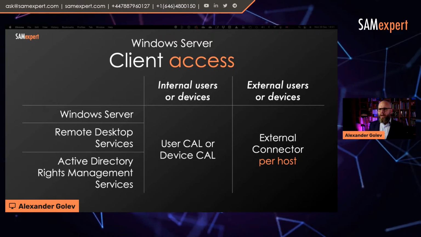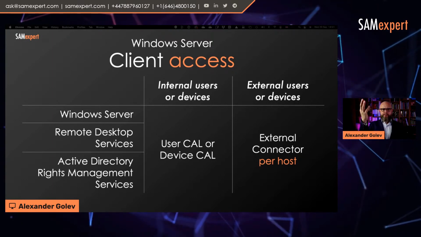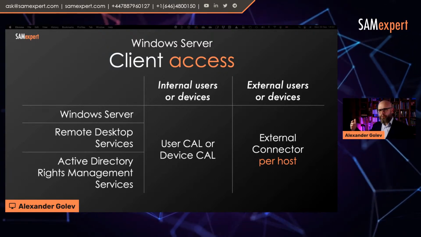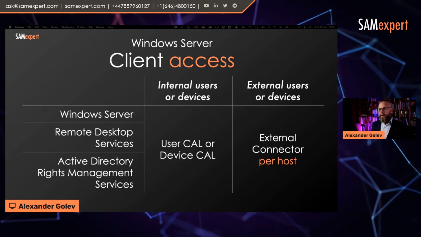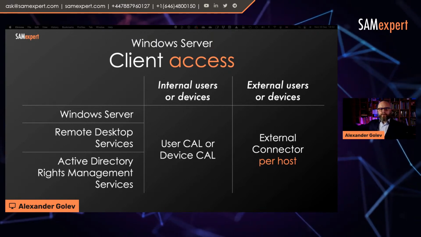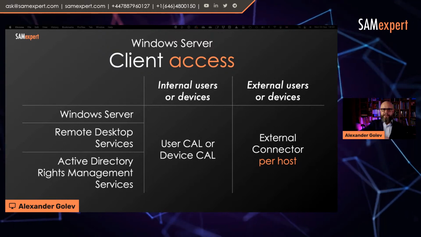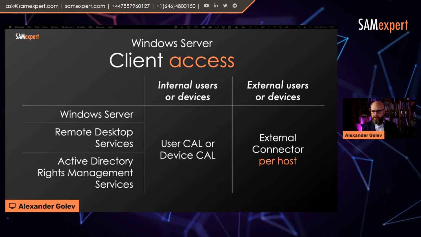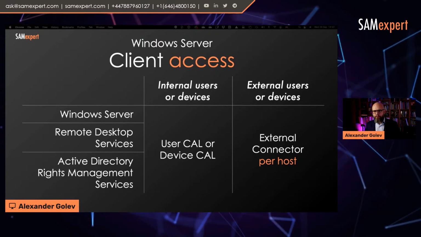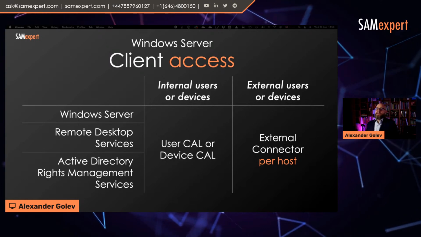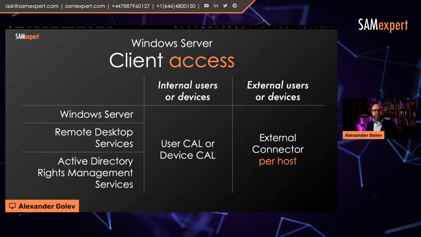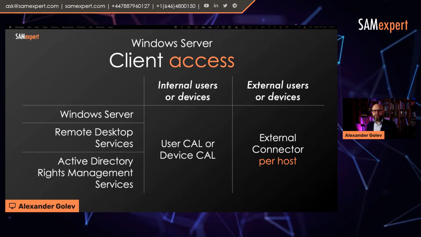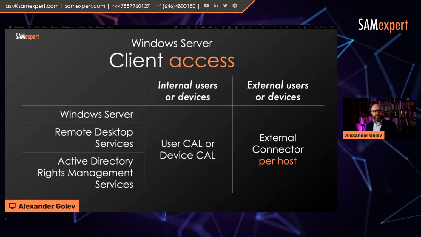So internal users or devices: companies' employees, on-site contractors, not just employees, people who are working directly for the company, not necessarily employees of the company, they're internal. External users are clients, people from the internet that visit the website, maybe connect to some e-commerce systems, but not employees, not contractors. Those are external users. So for internal users, you either assign user CALs to users, or you assign device CALs to their devices.